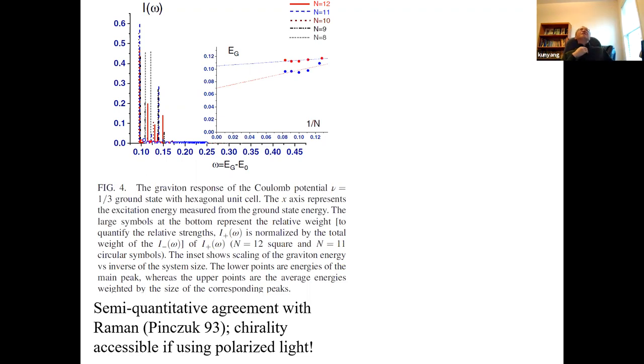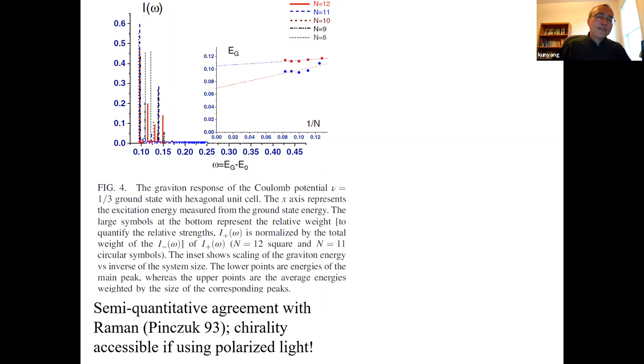The point is that photons carry angular momentum one. So a single photon process cannot excite the graviton. But a two photon process, which Raman scattering is, where it absorbs a photon and emits a photon, can induce a change of either plus two or minus two for the electron system. And therefore, if you were to use spin polarized light to perform Raman scattering, you should not only detect the existence of the graviton, but also probe its chirality.